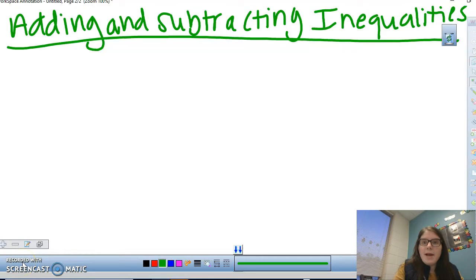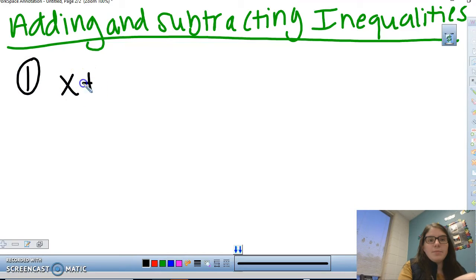Hello, I'm going to talk about adding and subtracting inequalities, which is what we're going to be doing today. If you remember back from our Explore, whenever we add or subtract, it does not affect the inequality symbol. So what that means is that you are not going to have to flip the inequality symbol when you're solving. So let's look at an example.